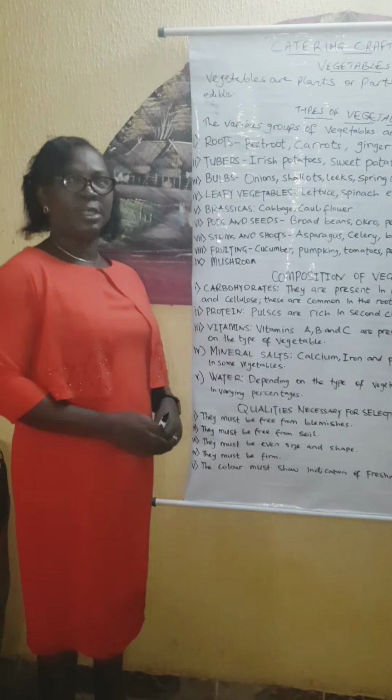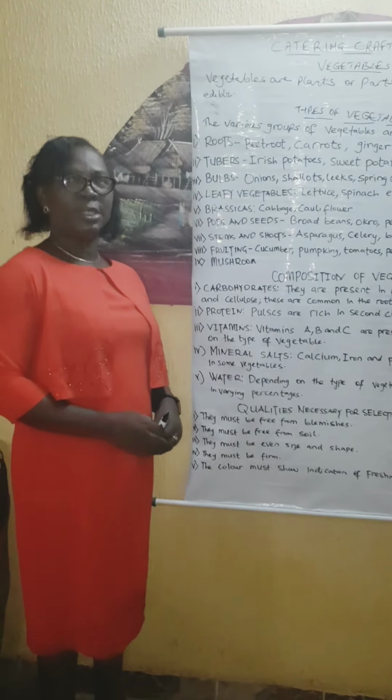Before then, what are vegetables? Vegetables are plants or parts of plants that are edible. When we say edible, it means that they are eatable. We have a lot of vegetables, but some are not edible, while some are edible. So we are going to concern ourselves with the ones that are edible. Now, the types of vegetables. The various groups of vegetables is the same thing as the type.